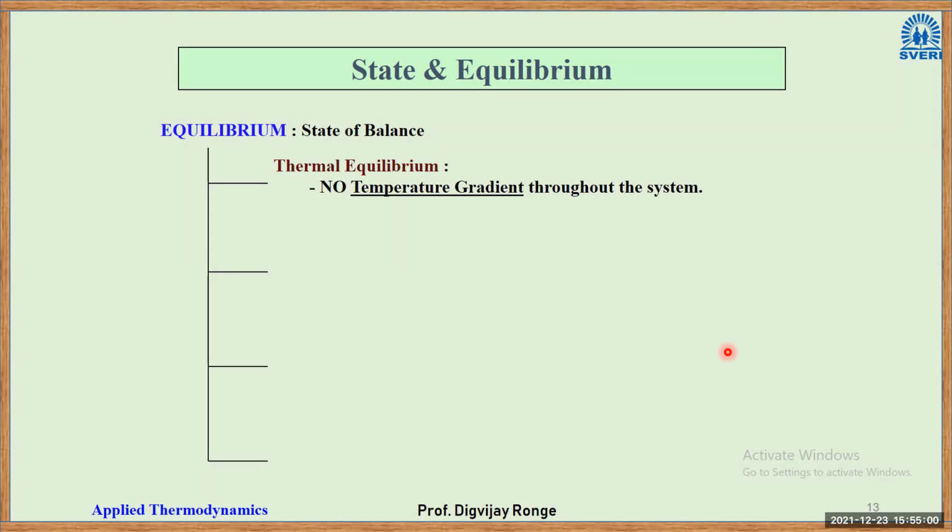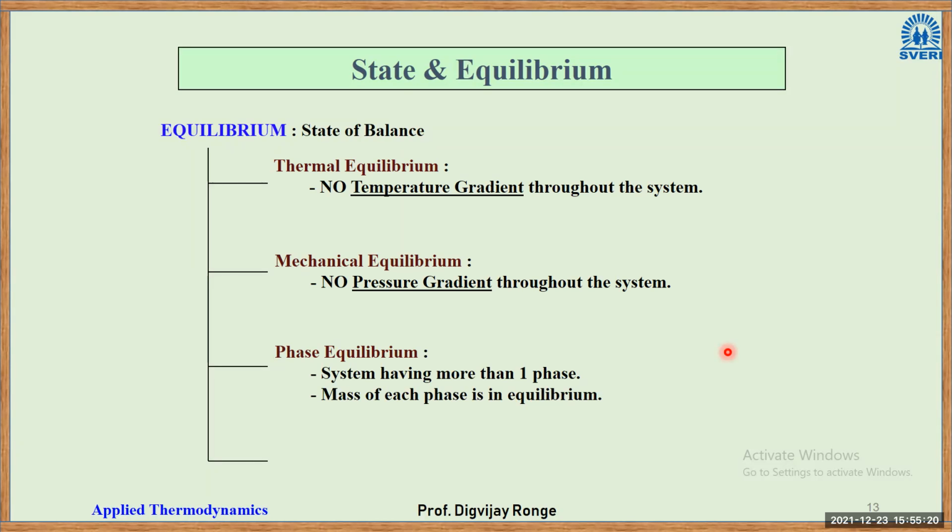So thermal equilibrium: no temperature gradient throughout the system. Gradient means there is no difference in temperatures. Everywhere in the system, temperature is the same. Second is mechanical equilibrium: no pressure gradient throughout the system. So everywhere the pressure in the system is the same. All the forces are being balanced.